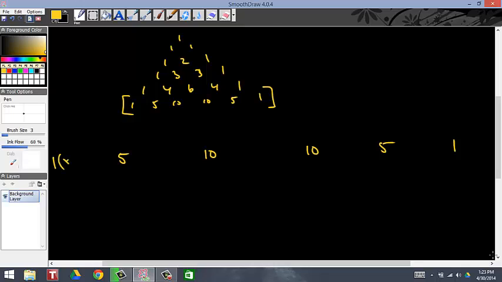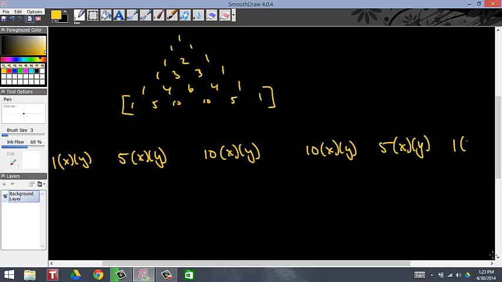Each one gets a term, so an x and a y, an x and a y, an x and a y, an x and a y. And then remember, the x term, the exponents start high and go low, so the highest exponent is going to be 5, then 4, then 3, then 2, then 1, then 0. Then y is going to go 0, 1, 2, 3, 4, and 5.